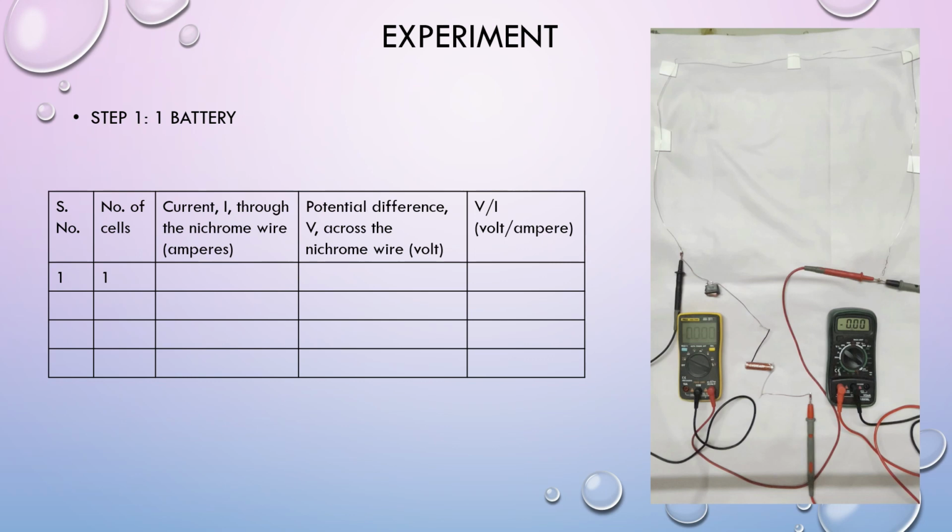First, we have only one battery in the circuit. We have only one battery here. Now we measure the current and voltage. So we will turn it on.